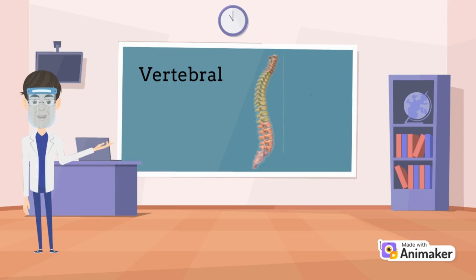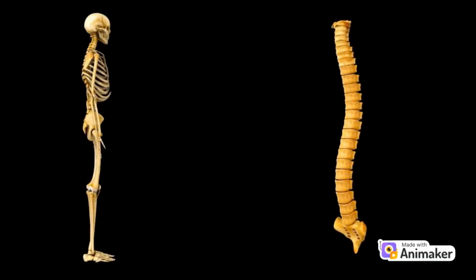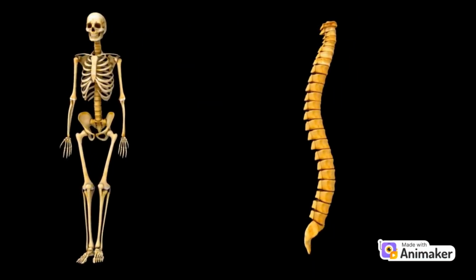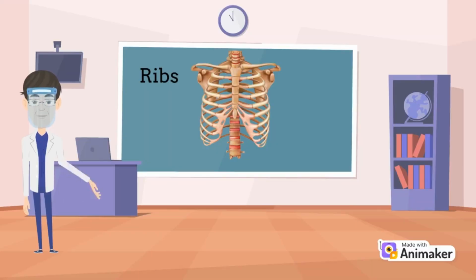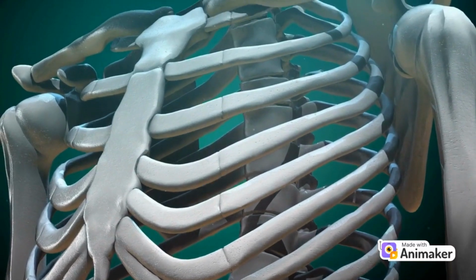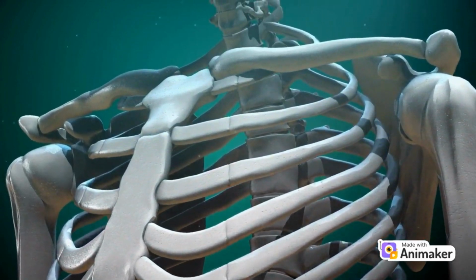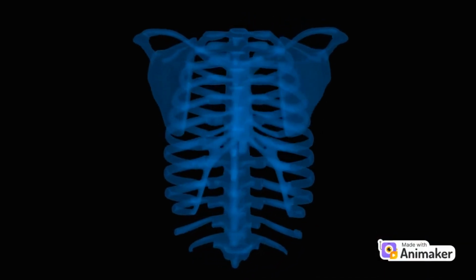Vertebral is also known as the spinal cord. There are 26 vertebrae in the spinal column and an intervertebral disc between each vertebra. The ribs are composed of 24 ribs or 12 pairs of ribs. There are 7 pairs of true ribs and 5 pairs of false ribs, of which the last 2 pairs are called the floating ribs.